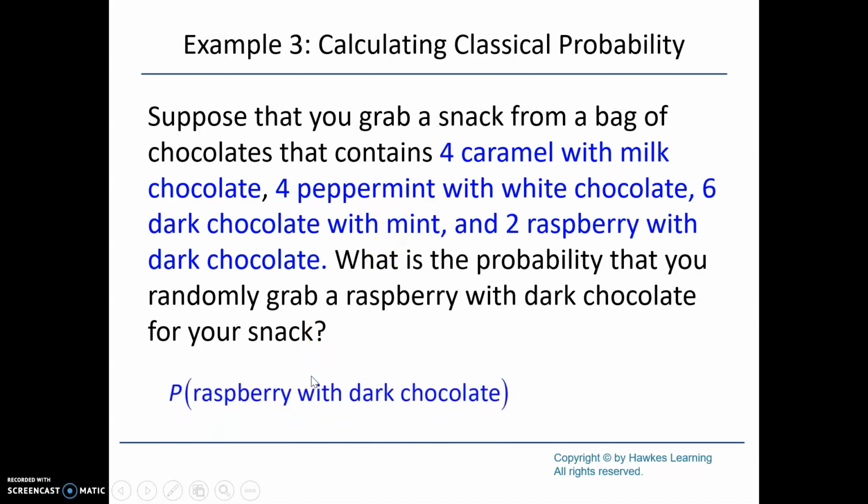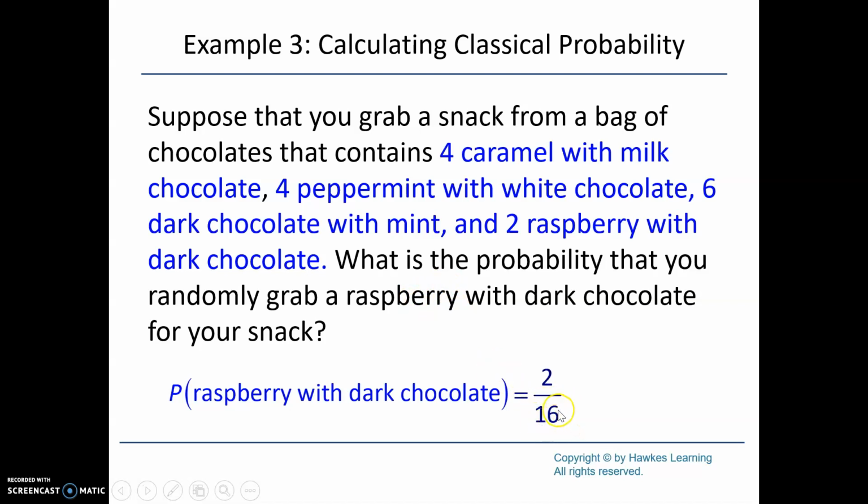Add them all up. So there are 16 snacks in this bag, 16 snacks of chocolates. And where did I pull this 2 from? The 2 came from the raspberries with dark chocolate. Why did I pick the 2 with the raspberries? Because we're looking for the probability that you randomly grab a raspberry with dark chocolate. So that's my event, the raspberry with dark chocolate. 16 is my total outcomes.